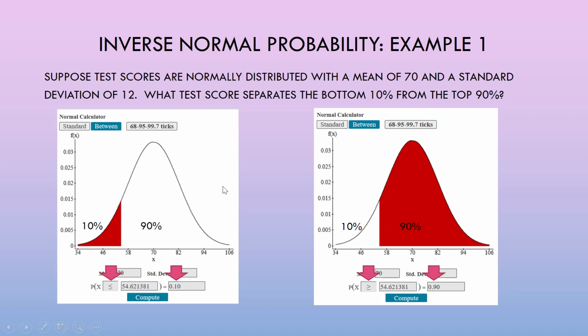The only difference is in the left graph, we're shading the region to the left of this line, and in the right graph, we're shading it to the right. Notice that in both graphs, we have the exact same value for the random variable, which is 54.621381, or about 55. So as you go through these problems, either approach is equally valid. You can decide if you want to ask StatCrunch to shade the left side or to shade the right side, again making sure that you put the appropriate percent.